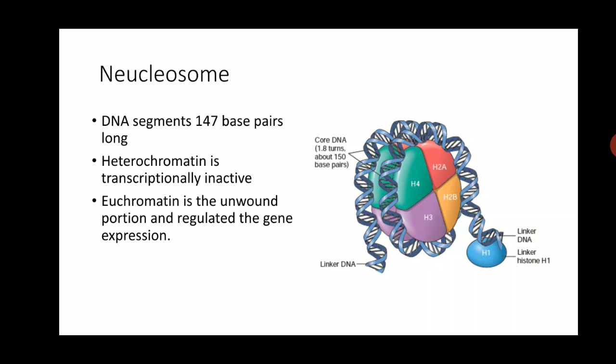A DNA segment of about 150 base pairs is usually wound over the histone protein and it contains 1.8 turns of the DNA material. In between two histone-bound DNA segments, the intervening areas are loose and they contain another type of histone protein known as the linker histone proteins.